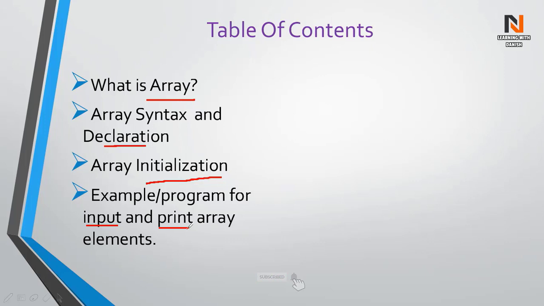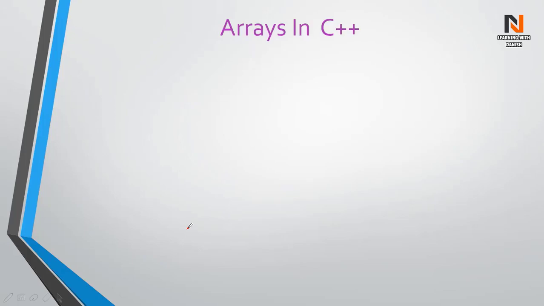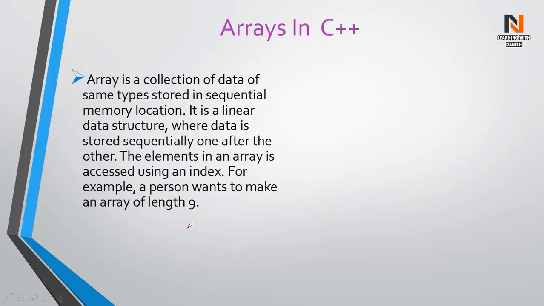So our first topic is what is an array. So let's see. An array is basically a collection of data of the same type stored in sequential memory locations. It means data that is stored in memory locations has the same data type. It is a linear data structure where data is stored sequentially one after the other. So let's see its diagram.